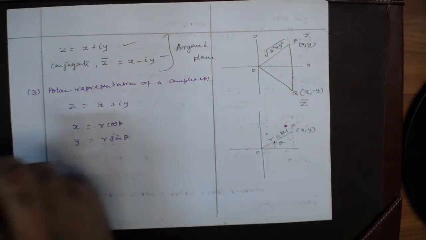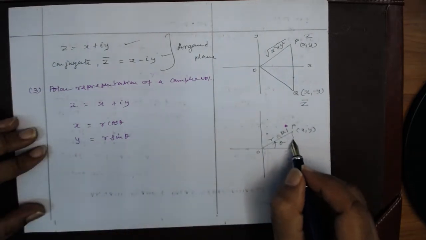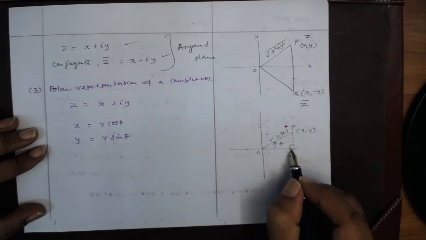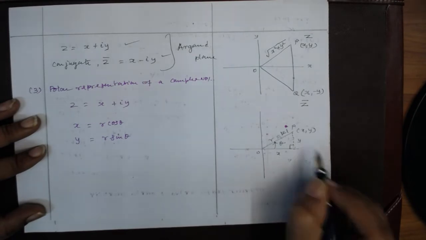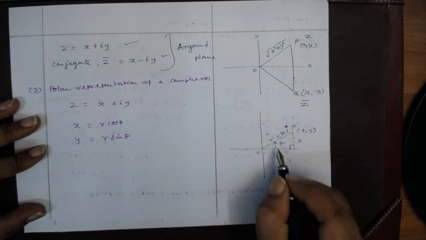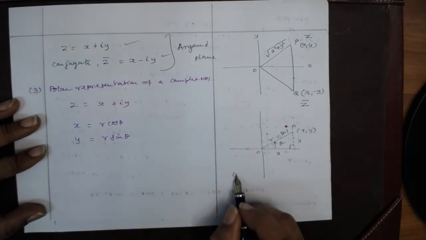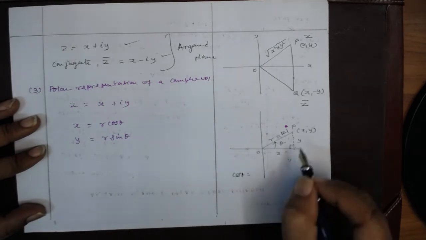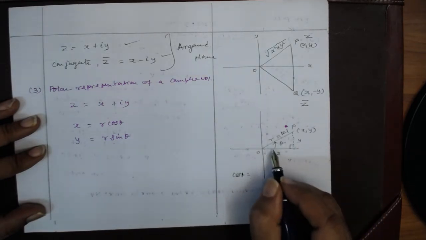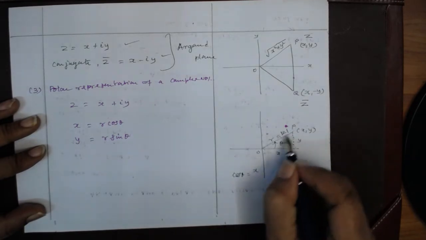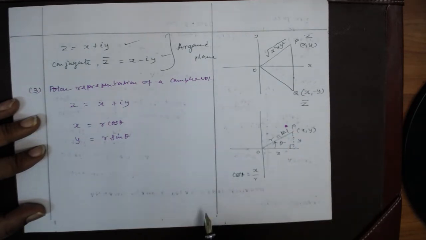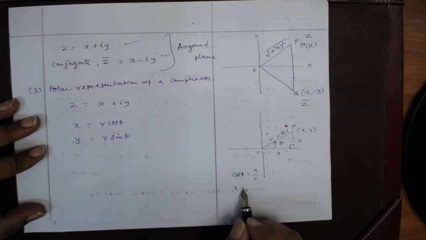Now let me continue this, and this is a right angle. This is x, and this is y. Now what is cos theta? Cos theta is equal to adjacent by hypotenuse. X is adjacent, and r is the hypotenuse. Are you able to follow? Therefore x is equal to r cos theta. Do you understand this?